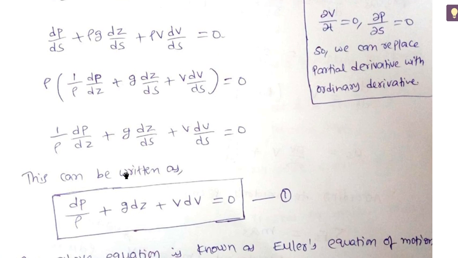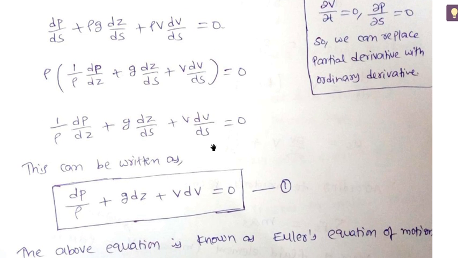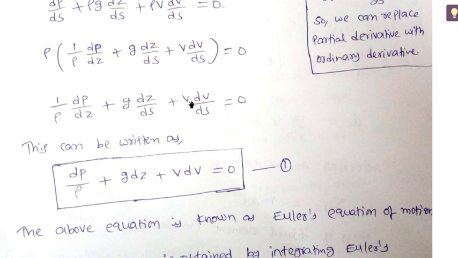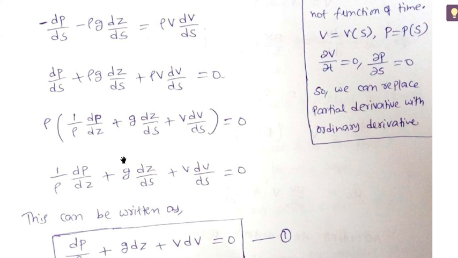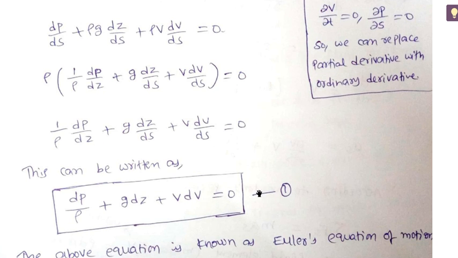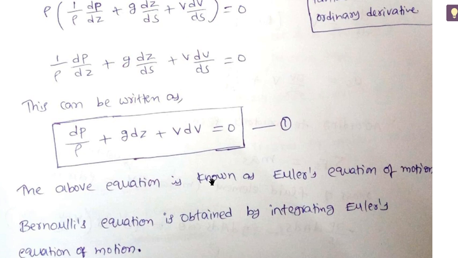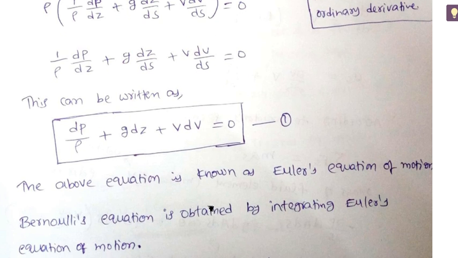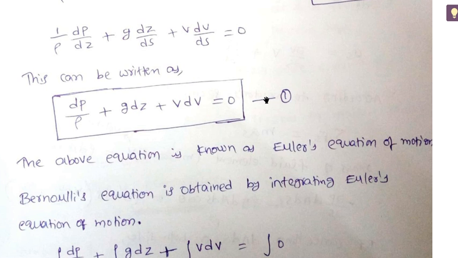We can finally write this one, and since ds is common, we can write this as dp by rho plus g dz plus v dv equals 0. This is known as Euler's equation of motion. We have considered only pressure forces and gravity forces while deriving Euler's equation of motion.